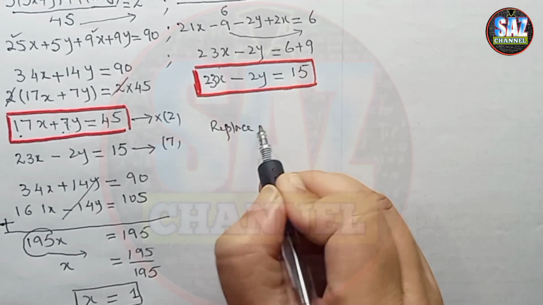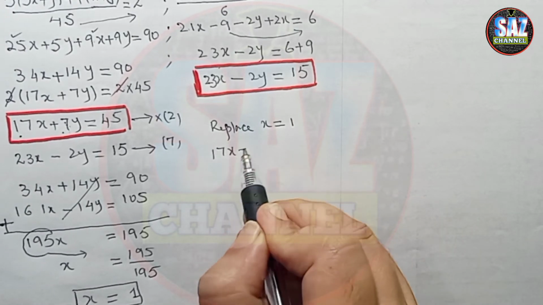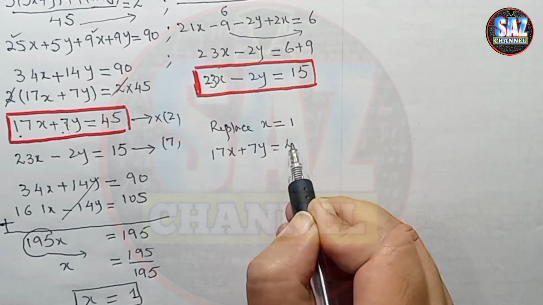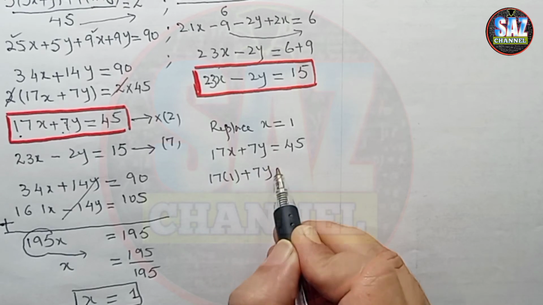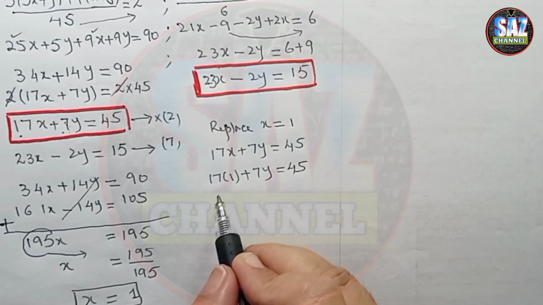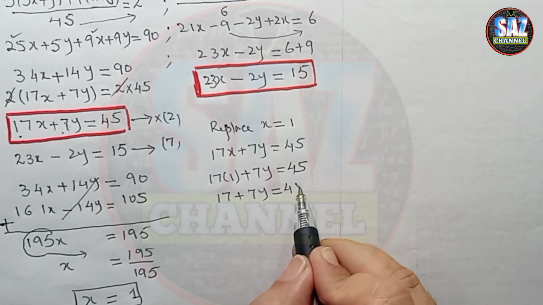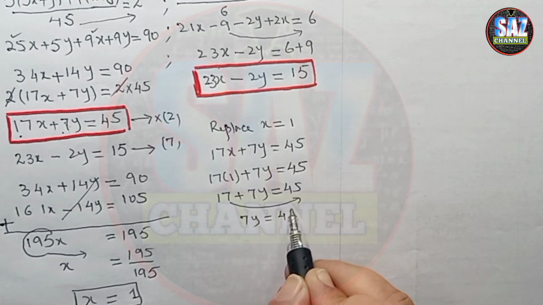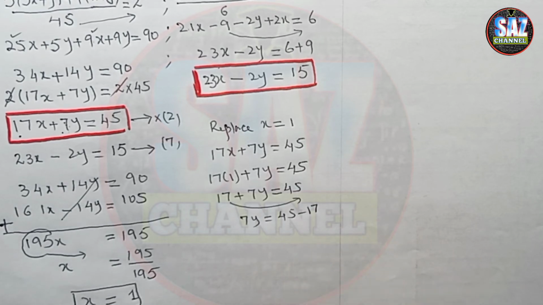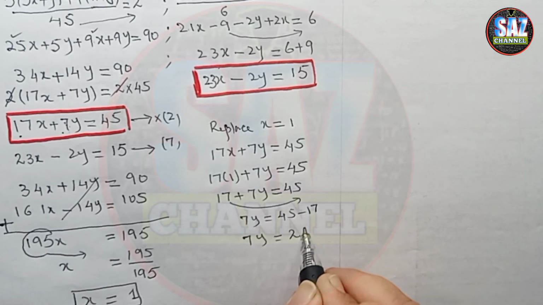replace x equals 1 in 17x plus 7y equals 45. 17 times 1 is 17 plus 7y equals 45. Shift 17 to the other side. 7y equals 45 minus 17, and when I'm taking away 17 from 45, it is 28, so 7y equals 28.